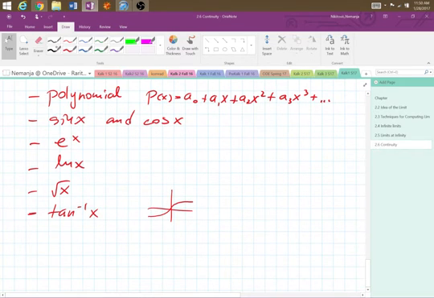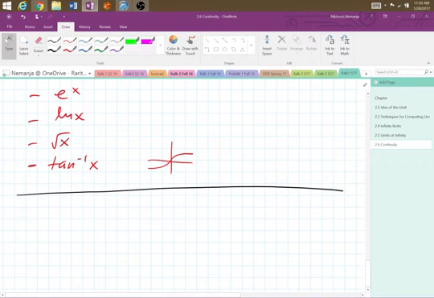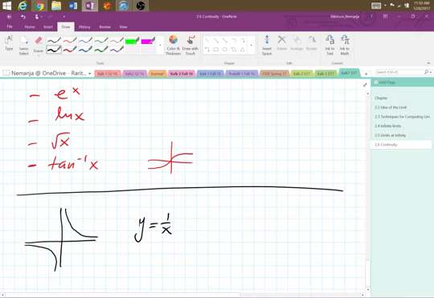Okay, now, a little bit of terminology and the fact that you have to be very careful with the words you use with continuity. y equals 1 over x. Now, from 0 to infinity, continuous piece. From negative infinity to 0, also continuous piece.